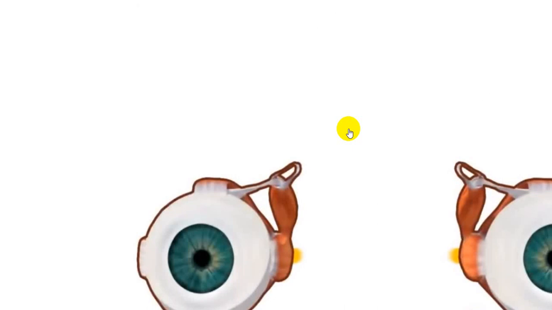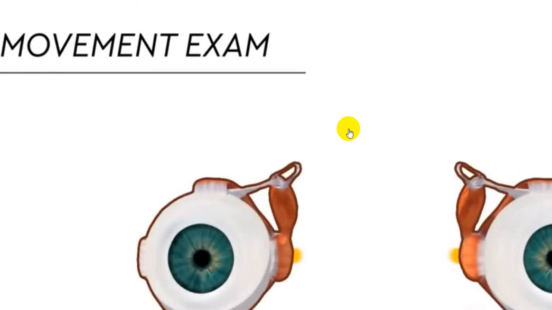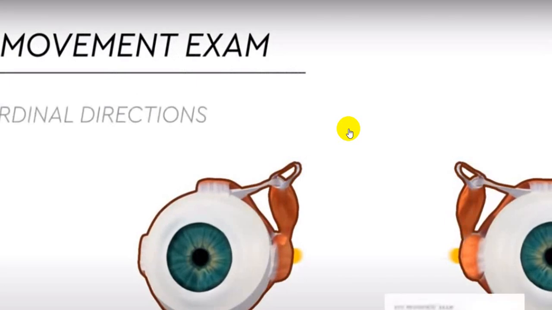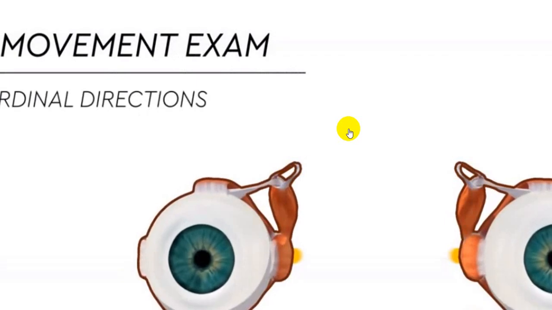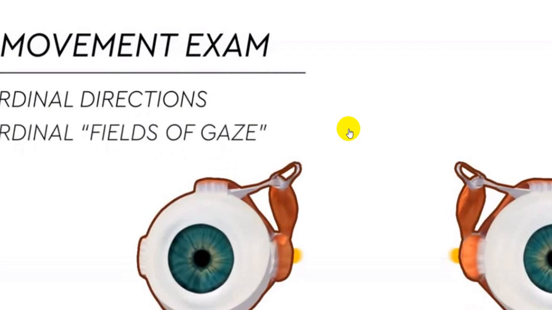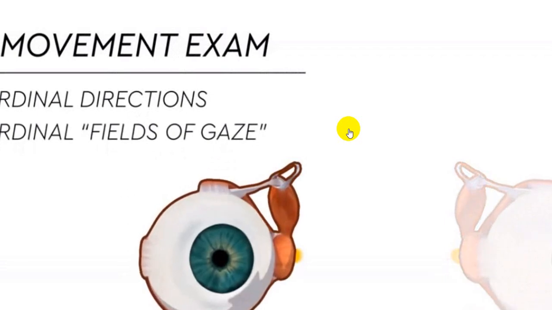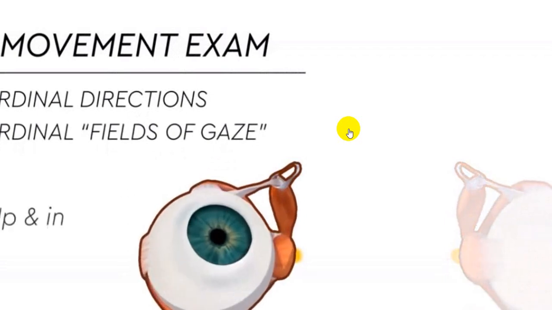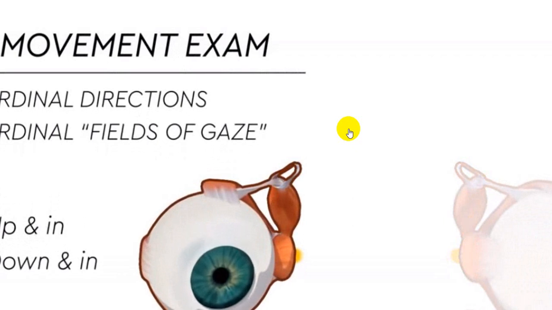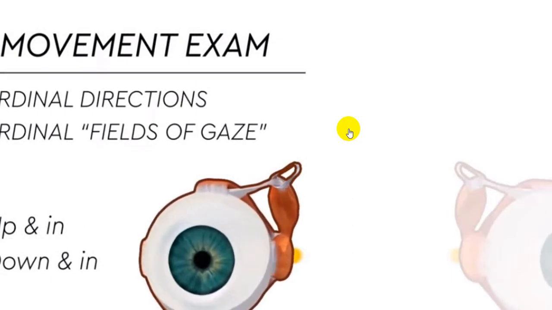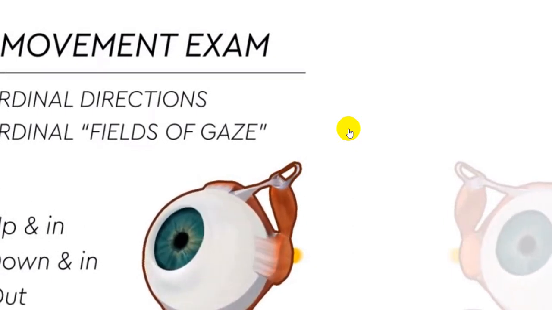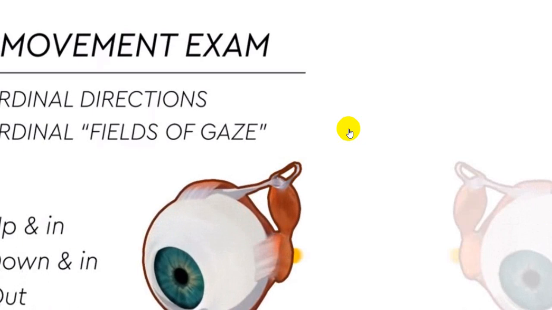Now we're ready to understand the basic eye movement exam that tests the function of each extraocular muscle by having the patient sequentially look in each of 6 cardinal directions, also referred to as the 6 cardinal fields of gaze. These are in, up and in, down and in, out, up and out, and finally down and out.